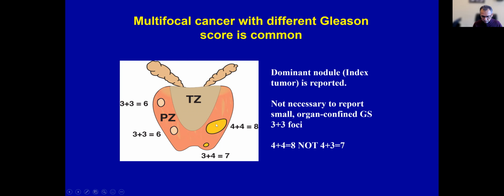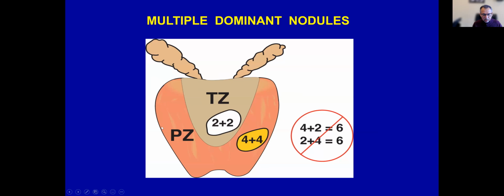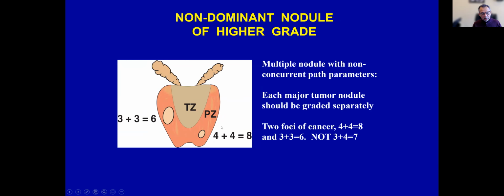So in this example, you have a clearly dominant index tumor with the higher grade tumor. So just report the dominant nodule in this type of setting. When you are dealing with two codominant nodules of similar size, you again have to not combine these patterns to give a diluted score. Just score the highest separately identifiable dominant nodule. That will be your total overall Gleason score. Rarely you may deal with a non-dominant nodule of higher grade. In this type of setting, each major tumor nodule should be graded separately. But again, you should not combine the tumor nodules to derive the score.